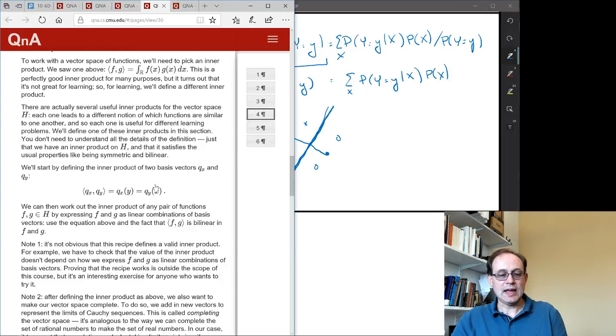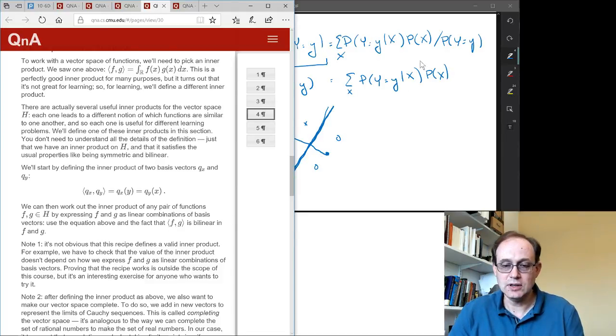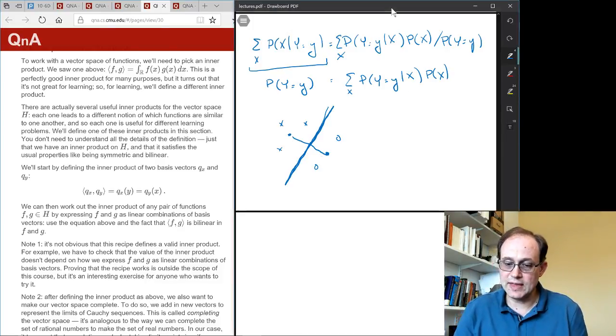And then so I guess the first note is that it's not obvious that this makes sense, that you can use this to define a valid inner product, but it turns out you can prove that, right? And then once we've defined the inner product of basis vectors this way, we can work out the inner product of any pair of functions f and g, because f by definition is a linear combination of the basis vectors, and g is a linear combination of the basis vectors. And so we can use this equation plus the fact that inner products are linear in each argument to work out the dot product. So let me just write that out.